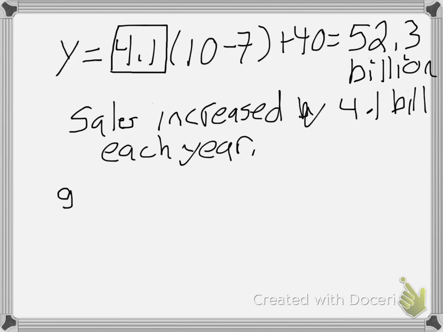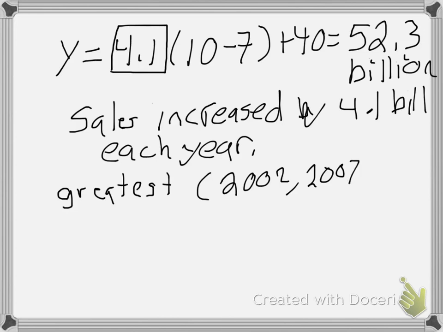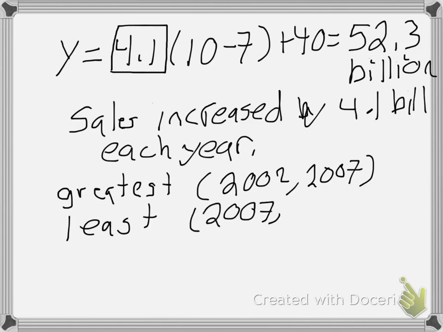Hopefully, when you found your slopes, and it was only 3 slopes, the greatest was between 2002 and 2007, and the least was between 2007 and 2012.